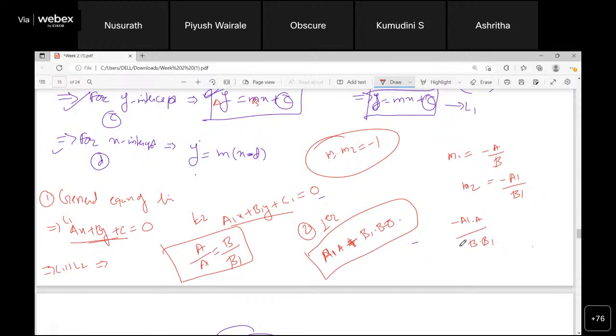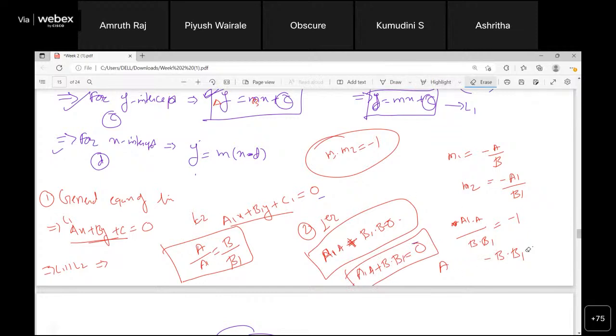Both are minus, minus, we'll get plus, right? But here -1 is there. So A1 into A equals minus B into B1. If I bring this to this side, it will be plus. So A1 into A plus B into B1 equals 0, right? Yes, sir.